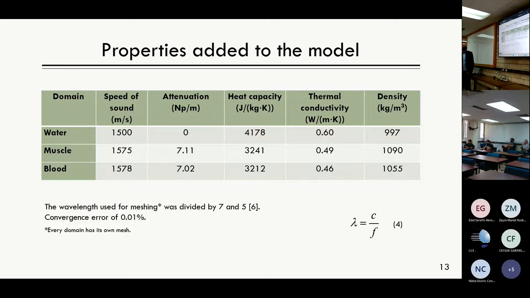For the discretization of the domain, we use different meshes for every domain, made according to their wavelength using equation number four. The value of the mesh obtained according to the wavelength was divided by 7 and by 5: divided by 7 for the smaller size of the mesh element, and by 5 for the maximum value of the mesh element. A convergence error of 0.01% was obtained comparing with a smaller mesh than the one divided by 7. That's why we decided to stay with that number.